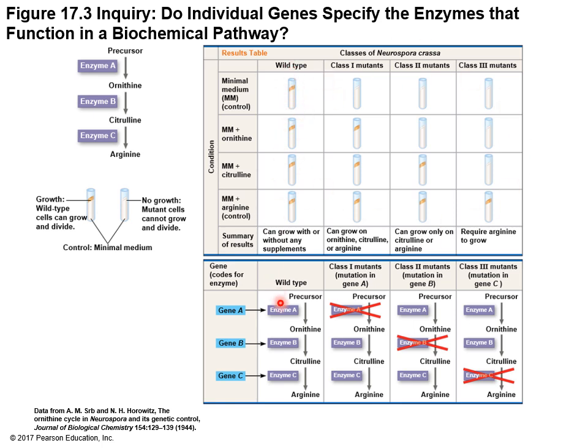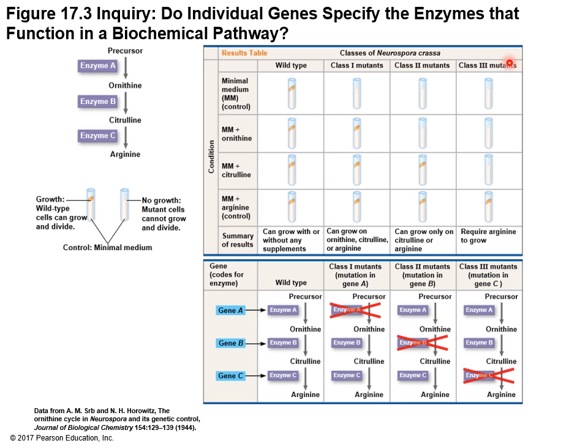And as expected, the wild type, because it has no mutations in any of the genes, is going to produce growth in all 4 test tube scenarios. And this is because we are able to produce arginine. If you look at the class 1 mutants, you cannot grow class 1 mutants in the minimal medium with the precursor. And that is because we do not have enzyme A working. The precursor cannot be converted into ornithine. However, if we add ornithine into the minimal medium, we see that we have growth for the class 1 mutants, because ornithine can be converted into citrulline with the help of enzyme B.